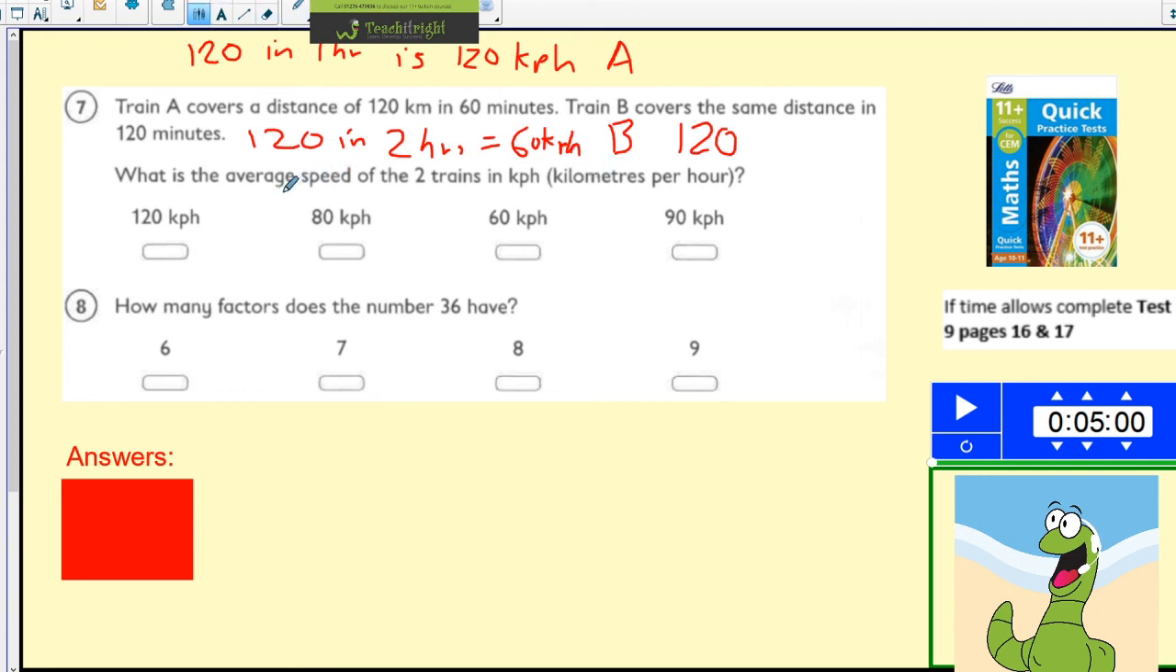So what was the average speed of the two trains? The average of the two trains will be between them, the bit between the two of them. So if I've got one train going 120 kilometers per hour and the other going 60 kilometers per hour, the average, as we know, is another way of saying the mean. So to do that, we add them up and then divide whatever that answer is by 2. So let's do it. So 120 added to 60 is going to be 180. 180 divided by 2 is going to be 90.